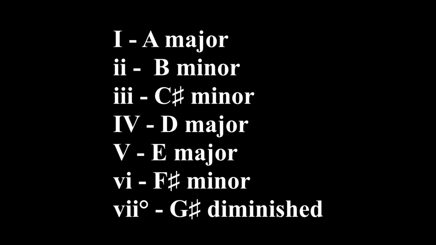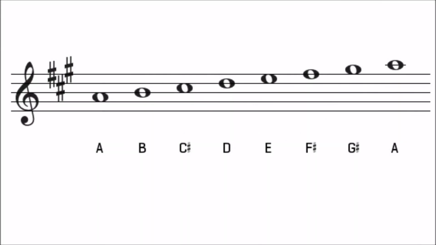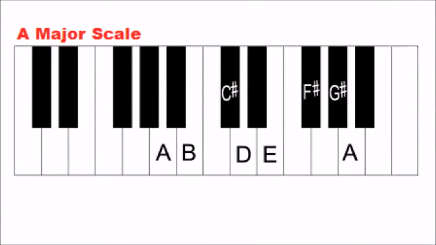The chords in the key of A major are A major, B minor, C sharp minor, D major, E major, F sharp minor, and G sharp diminished. Every one of these chords makes use of the notes of the A major scale. When coming up with chords in a key, you may only include notes that are in that specific key.